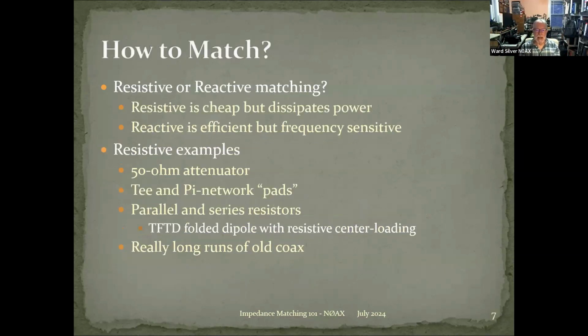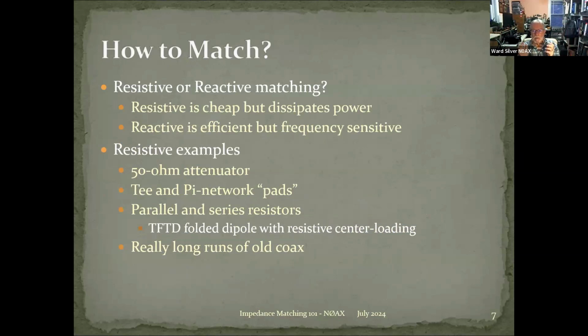Okay, so how are we going to match? You've got this cable, for example, and you've got this circuit or this antenna. They don't have the same impedance. What are you going to do? Okay, well, you have to first decide whether you're going to do the match with resistive means, meaning you're going to use resistors, or are you going to do it with reactances?